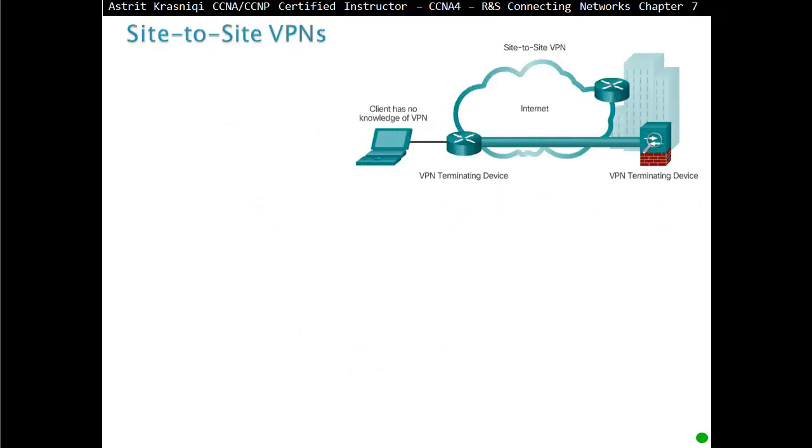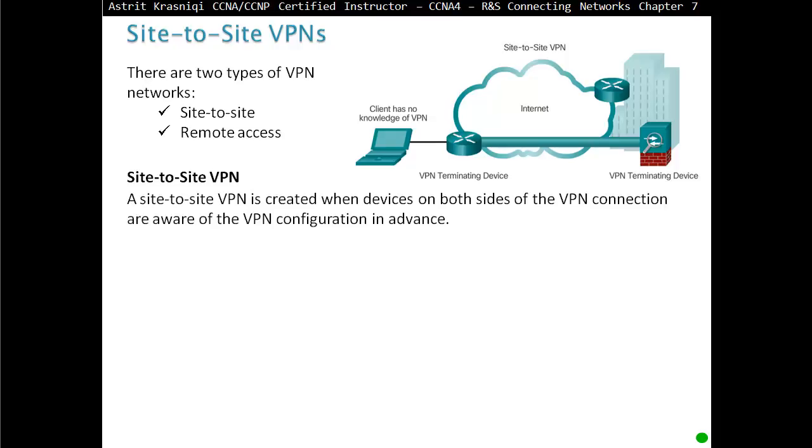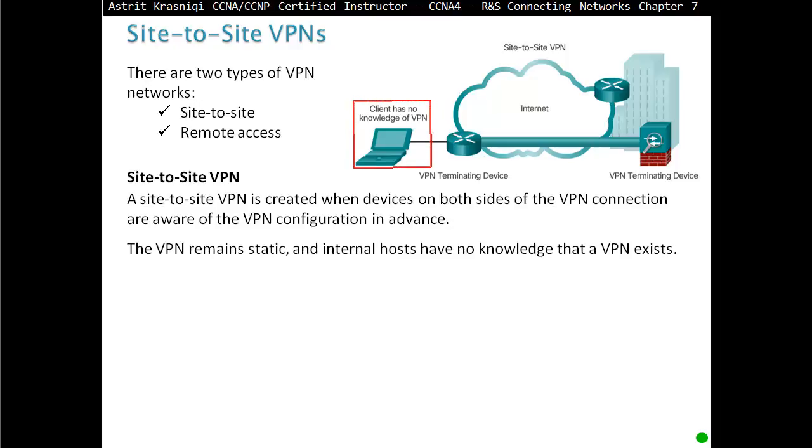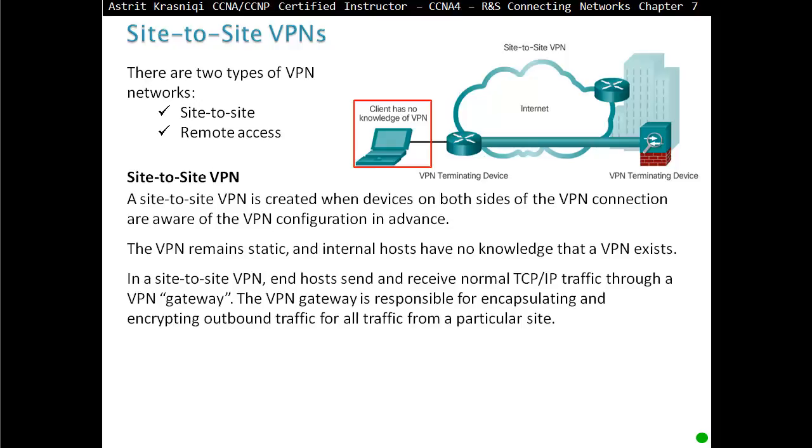Types of VPN. We have two types of VPN. First is site-to-site VPN, and the second is remote access VPN. A site-to-site VPN is created when devices on both sides of the VPN connection are aware of the VPN configuration in advance. The VPN remains static, and internal hosts have no knowledge that a VPN exists. In a site-to-site VPN, end hosts send and receive normal TCP/IP traffic through the VPN gateway. The VPN gateway is responsible for encapsulating and encrypting outbound traffic for all traffic from a particular site.